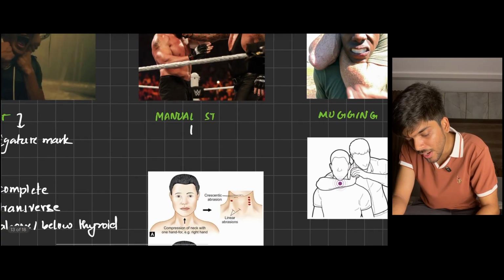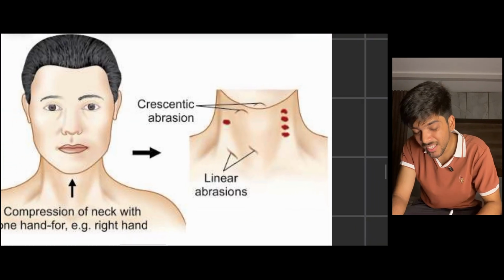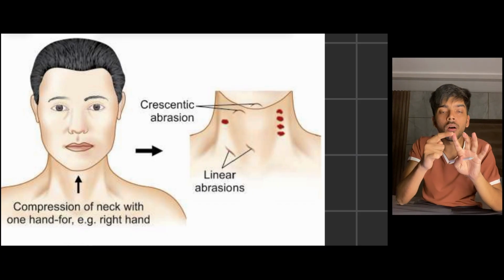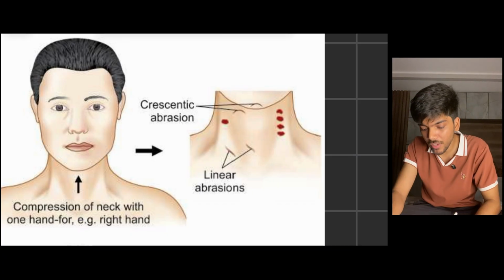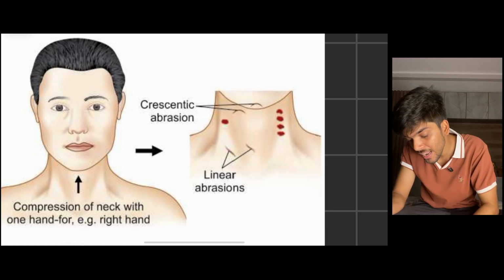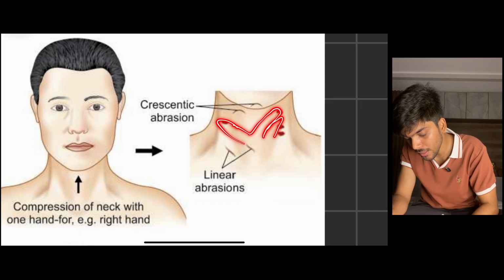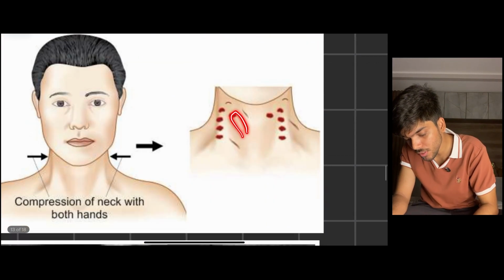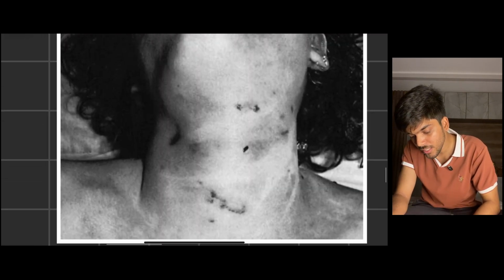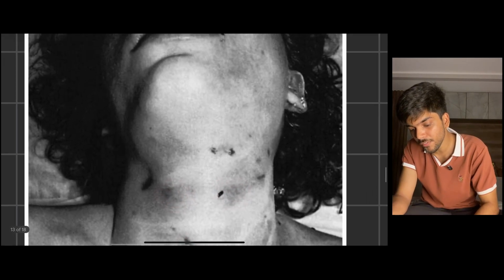Okay, manual strangulation leads to six penny bruise. Six penny bruise you can see right here. So there is bruising due to the thumb and fingertips. Fingertips lead to bruising, and the nails lead to scratch abrasions or nail marks. You can see that only one hand has been used here. There's the thumb and then the rest of the four fingers. Both the hands have been used, thumb and then the rest of the four fingers. You can see right here bruising due to the fingertips, nail marks, and bleeding from the nose as well.